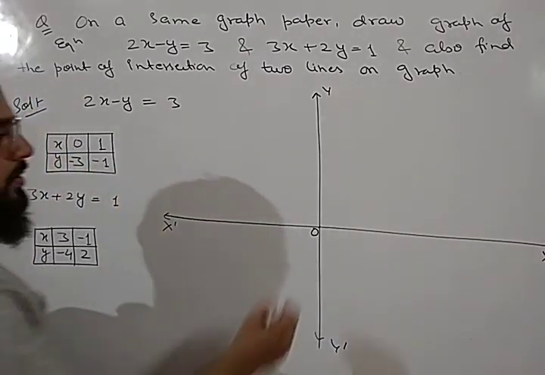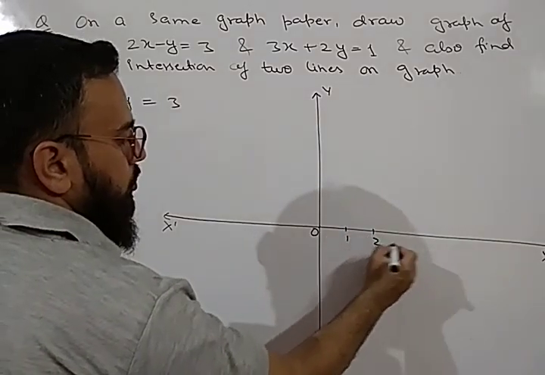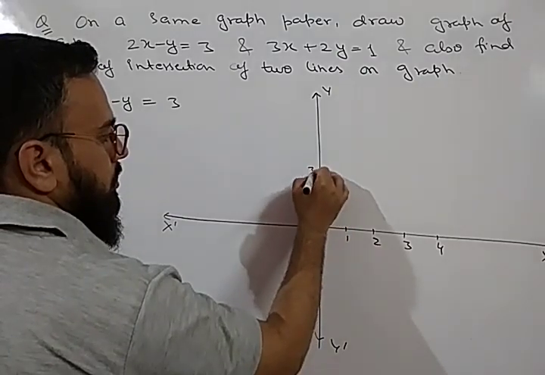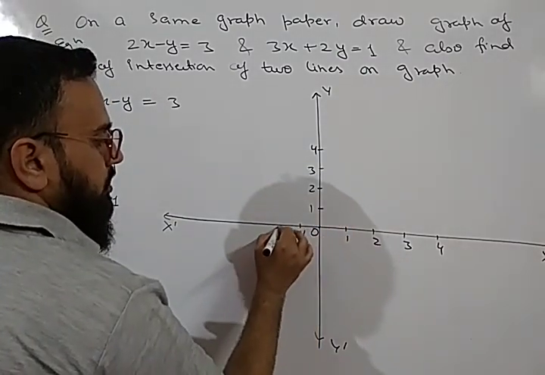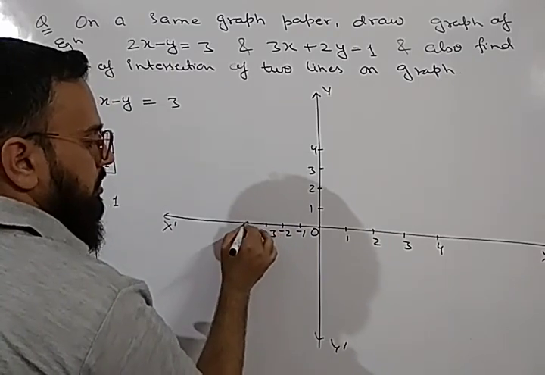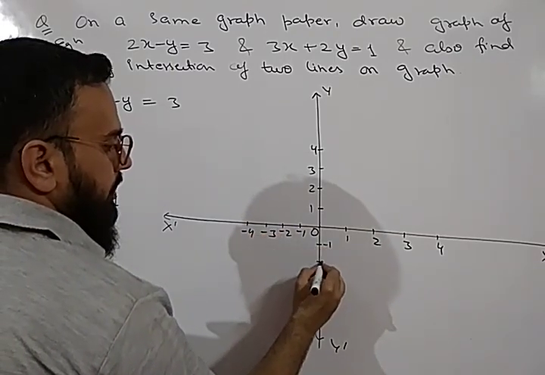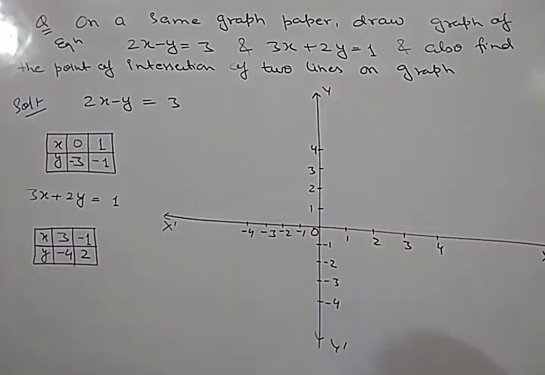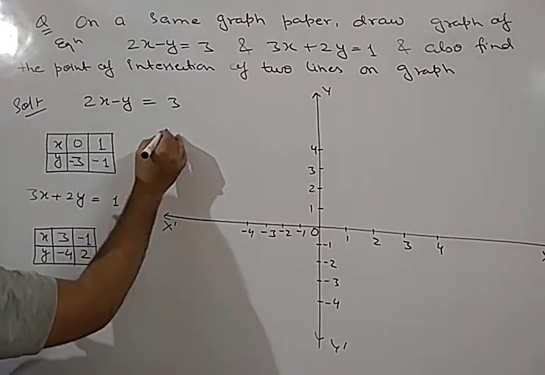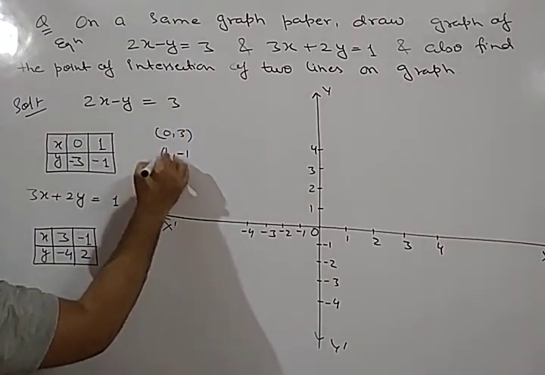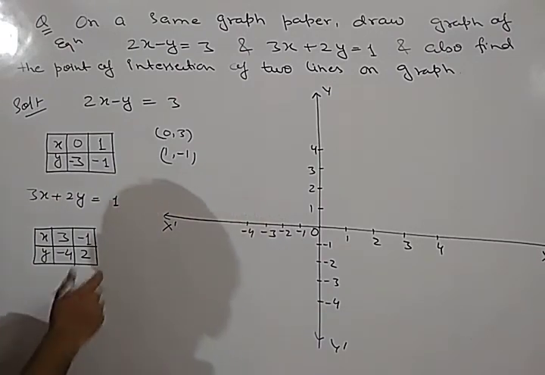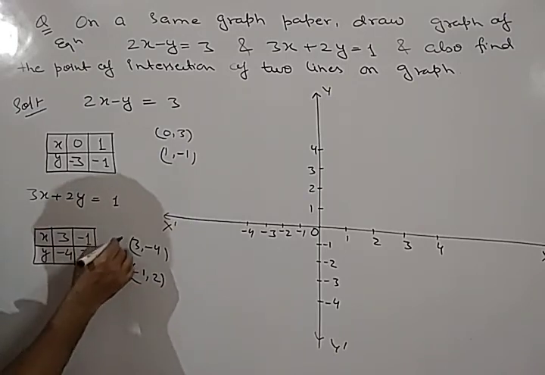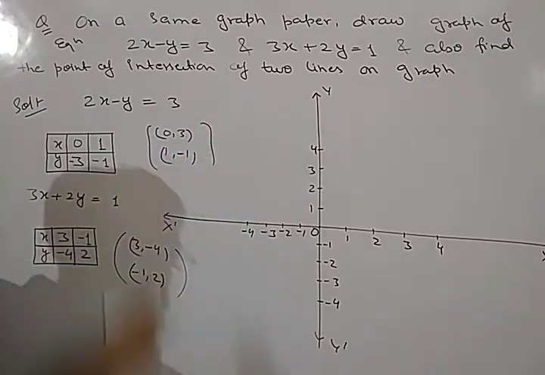Now plot the values. Let us take 1, 2, 3, 4. This is 1, 2, 3 and 4. Minus 1, minus 2, minus 3, minus 4. Minus 1, minus 2, minus 3 and minus 4. So what is the first ordered pair? It is 0, 3 and 1, minus 1 for the first equation. Then for the second equation it is 3, minus 4 and minus 1, 2.